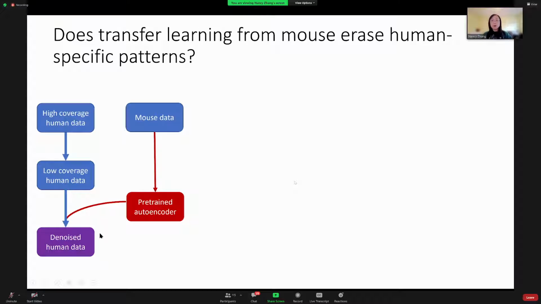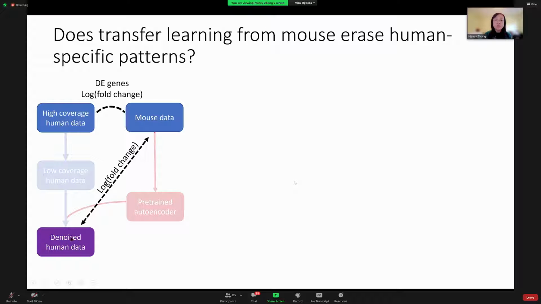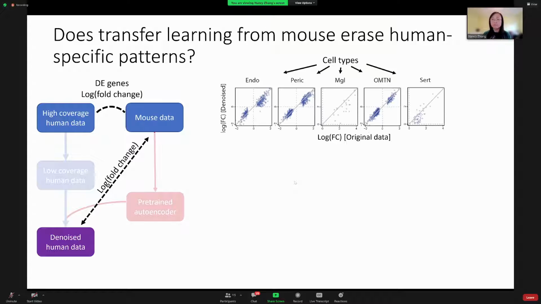Now, what do I mean by erasing human-specific patterns? Well, what we could do is find the differentially expressed genes between the original high-coverage human data and the mouse data and compute their log fold change between species. And then we can also do the same thing between our denoised human data and the mouse data. Now, the question is, do these log fold changes look the same? If they do, then good. That means that we have preserved the human-specific gene expression.